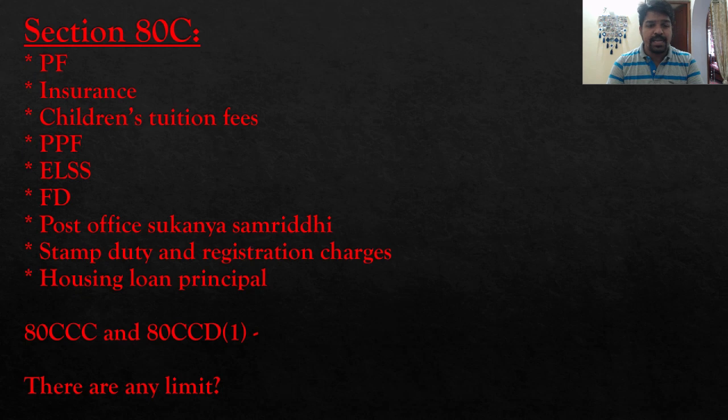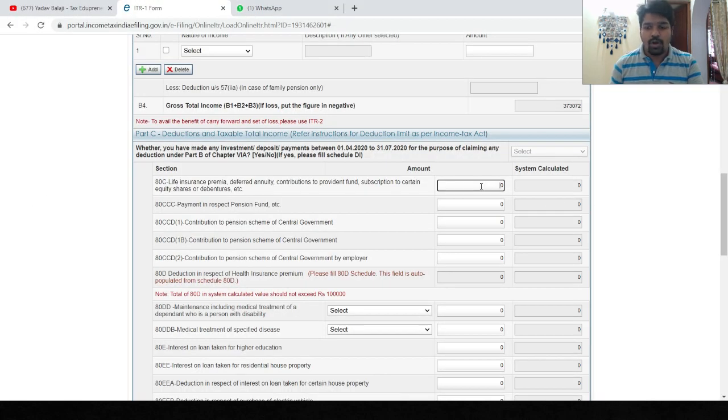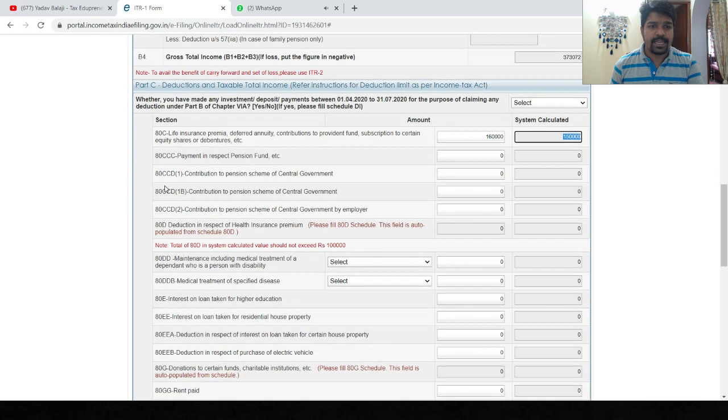Then 80CCC and 80CCD(1) are all covered under 80C only. The limit is 1,50,000. So if I show you here, all together you have to put 1,50,000. If you put 1,60,000 also, it will take the eligible amount as 1,50,000. 80CCC and 80CCD are covered under this only. For example, if you put 5,000 or 10,000 more, whatever, it will not take, because the limit is 1,50,000.